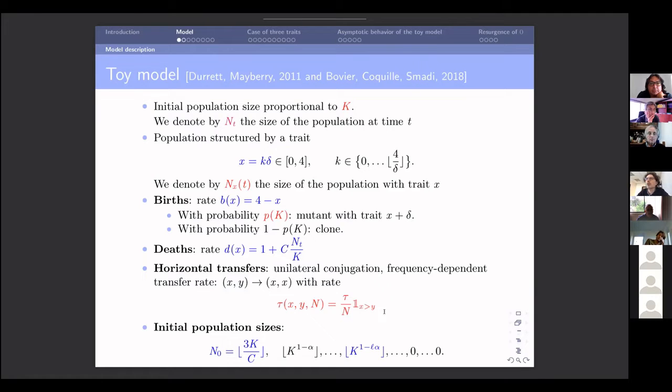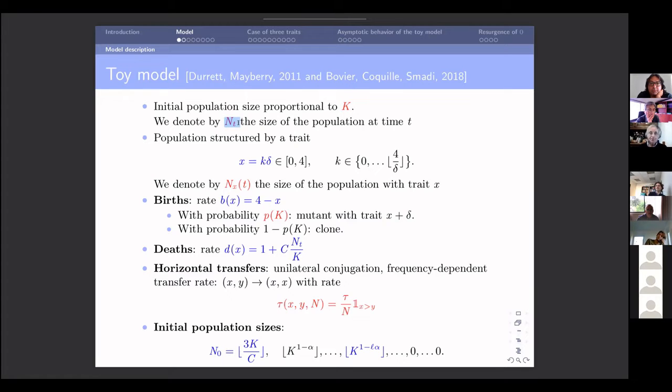So I stick to a toy model, which is inspired from other works that make similar scalings. So Durrett and Mayberry in 2011, Bouvier, Coquille, Smadi in 2019, already consider similar parameter scalings. But our model is different because there is transfer and because it's more general. Okay, so what is in the model? First, we have a scaling parameter, K, which is going to scale the size of the population. So I assume that the initial population is of size of order K, proportional to K. And I'm going to let K go to infinity.